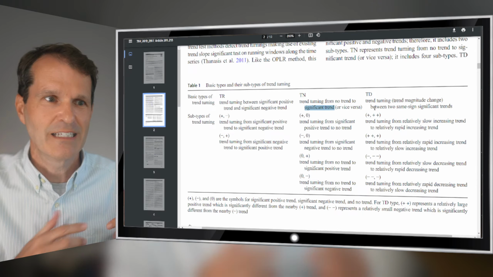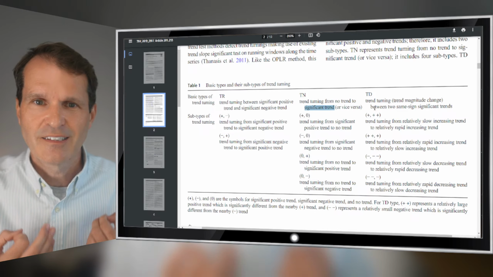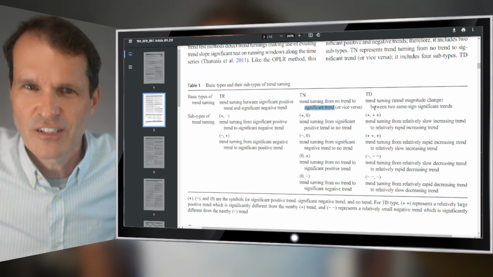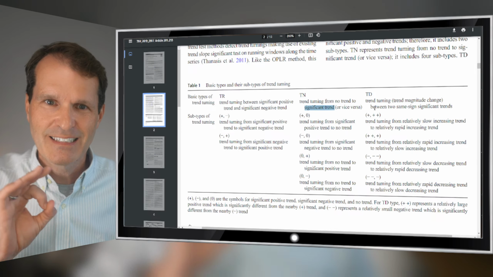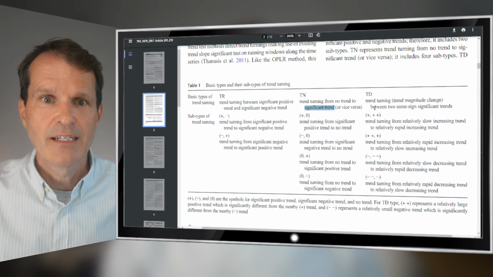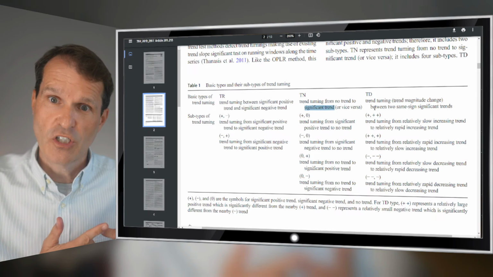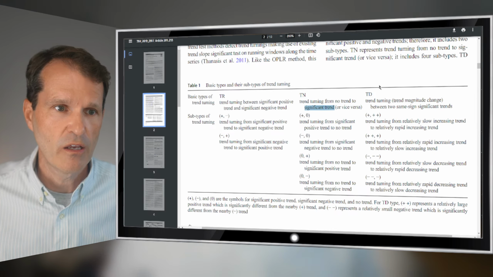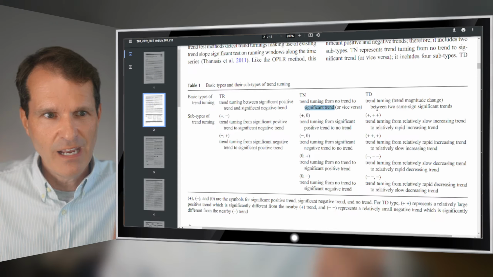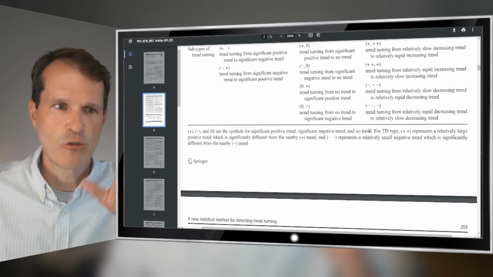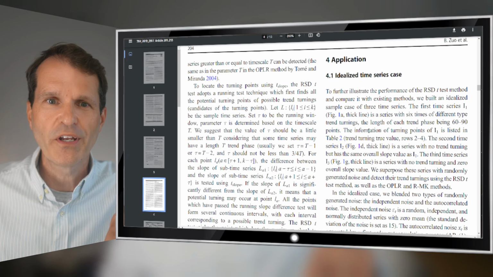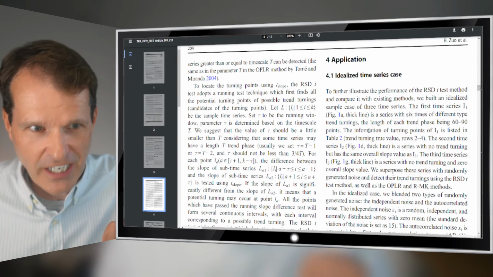If you just read this analysis of different types of trend turning, and I always try to explain it, it's not as simple as a classical sine wave. You need to have this in mind. And the RSD t-test, and that's what the research is about, if you go through all the details here, is one of the best methods available, and they compare their method to different other scenarios here to avoid false trend change detection.